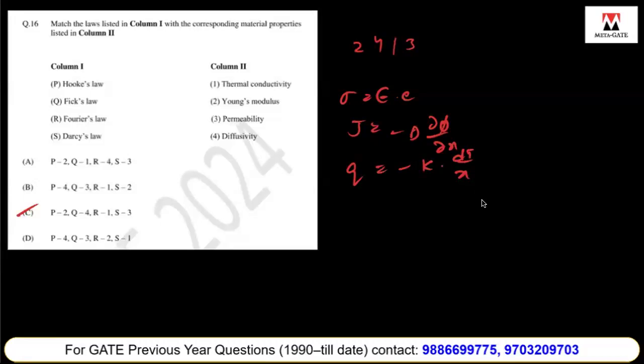Darcy's law is linked with permeability. It describes the flow of fluid through a porous medium. The permeability is a property of the medium that determines its ability to transmit the fluid. So Q is equal to minus K times delta P by mu L. The velocity of the fluid through the bed of a granular material directly depends on the pressure drop and inversely on the viscosity of the fluid.